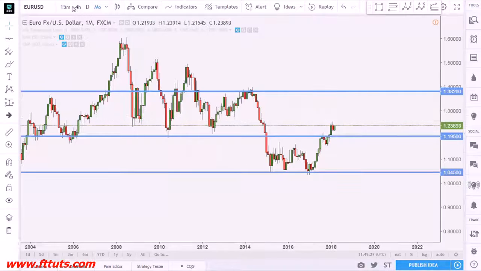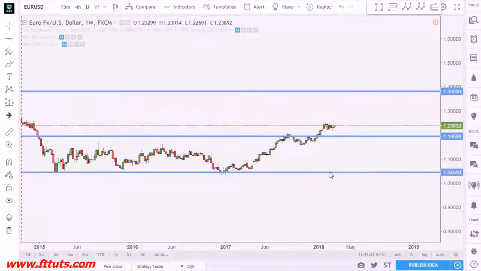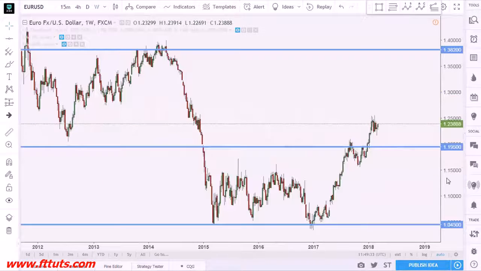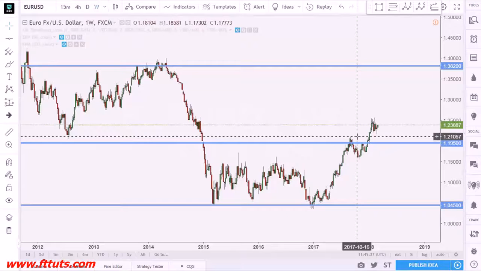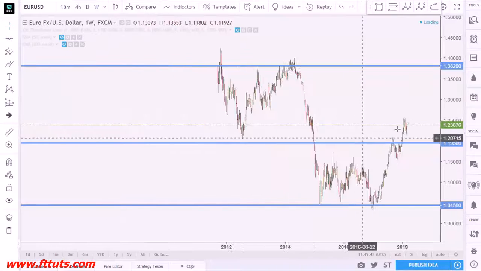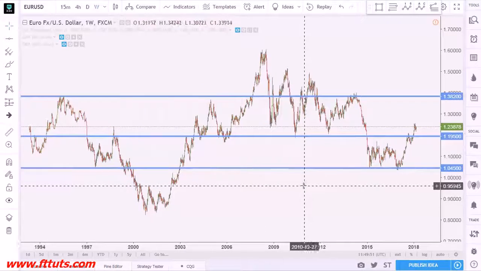We can go now to a lower time frame. We'll try the weekly time frame. And we'll do the same thing when we're trying to find certain levels that price tends to respect. So we zoom out and we do the same thing. We look for weekly key levels.